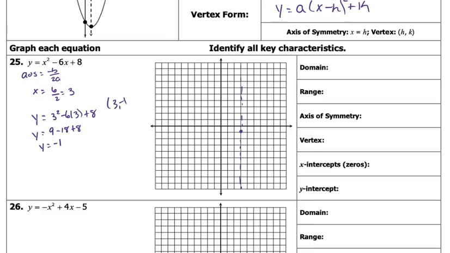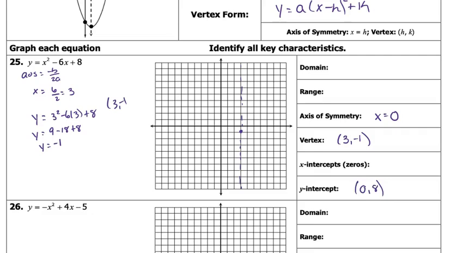Go ahead and label that over here. That would be 3, negative 1. Axis of symmetry was x equals 3. Now, y-intercepts. Remember, my y-intercept is where x equals 0. And in standard form, it's just going to be where the constant is. So when x is 0, y would be 8. So I already know that.